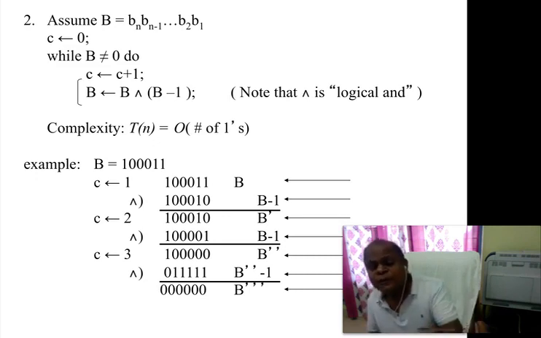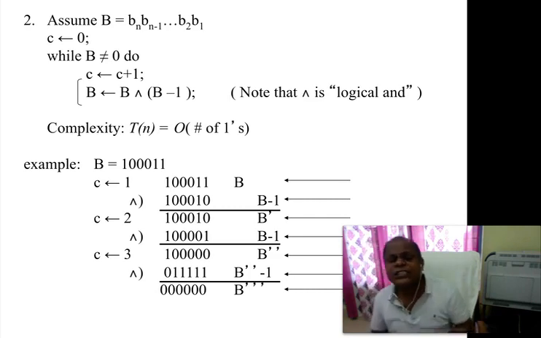Now, the new b will be logical AND of the new b minus 1. Now what will happen if you do this? Now the final b will be 0, hence the condition b is not equal to 0 is not satisfied, hence it will be out of the loop. At that time c will be 3. Hence this logic is calculating exactly how many ones are in the initially given number.